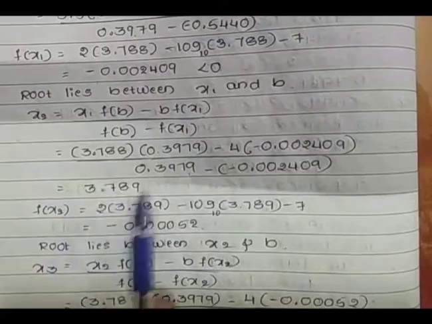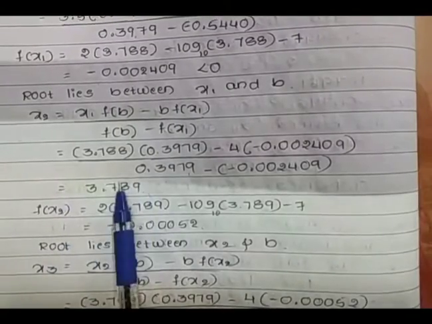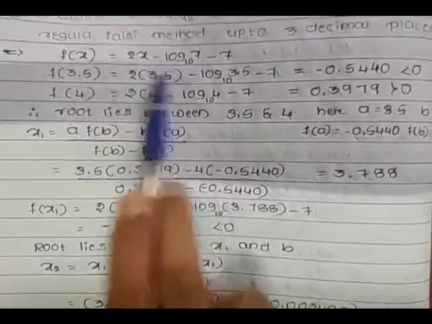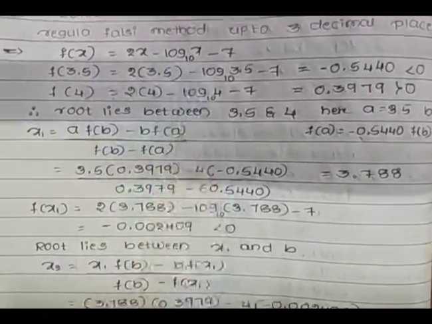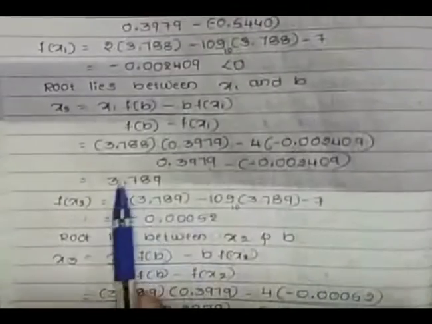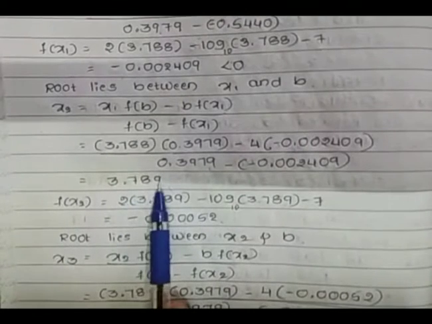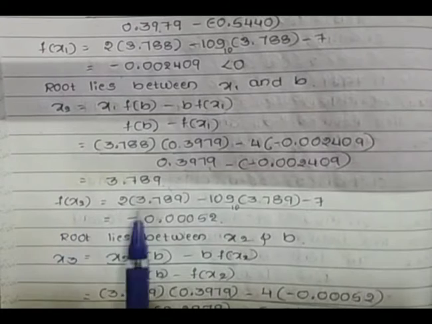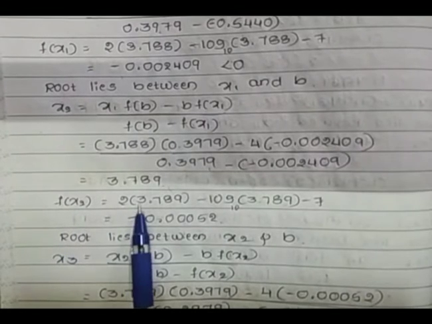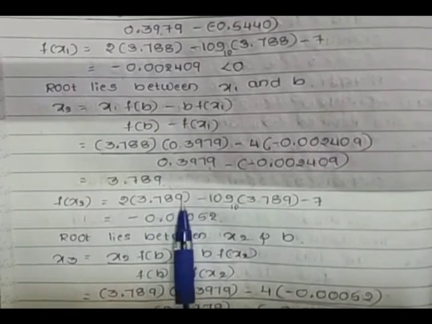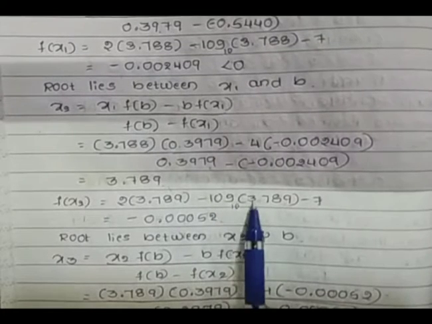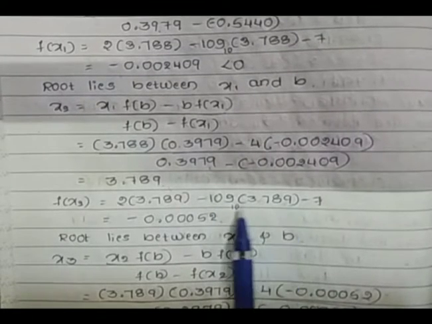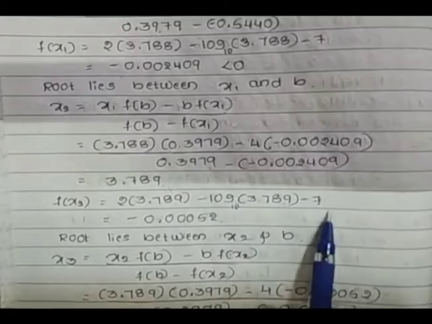Here x2, whatever answer has come, this answer we have to substitute in the given function. Replace the complete x values using this 3.789, then that is f of x2. So f of x2 is equal to 2 into 3.789 minus log of 3.789 to the base 10 minus 7.